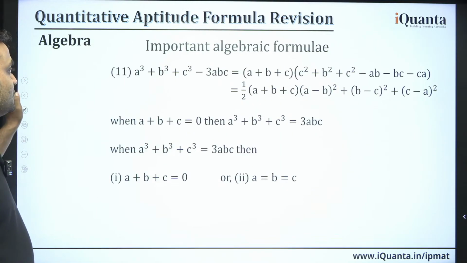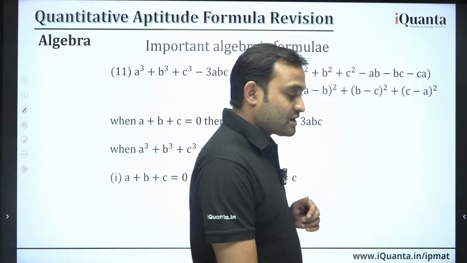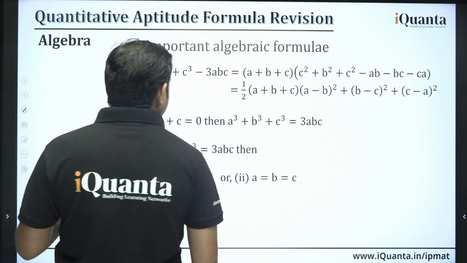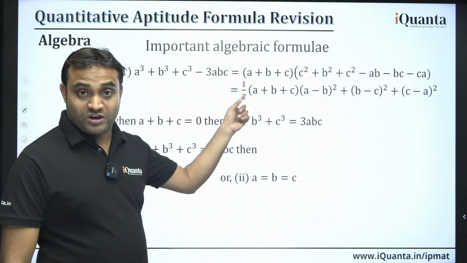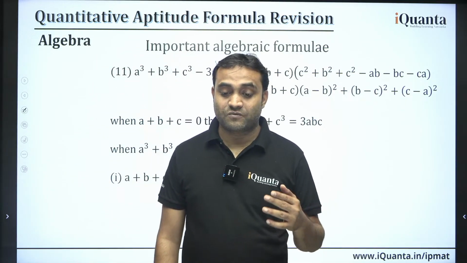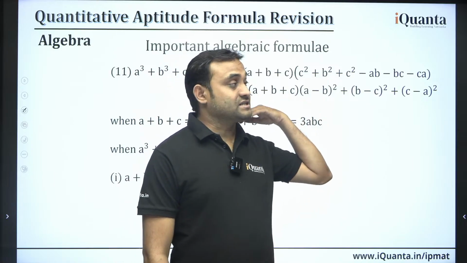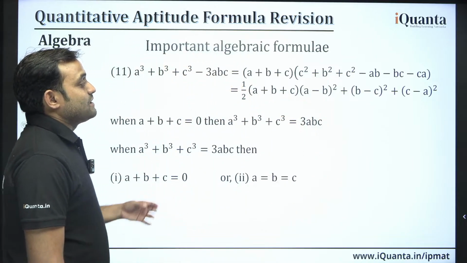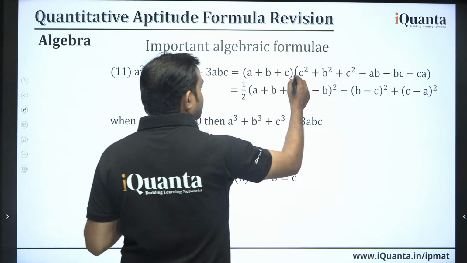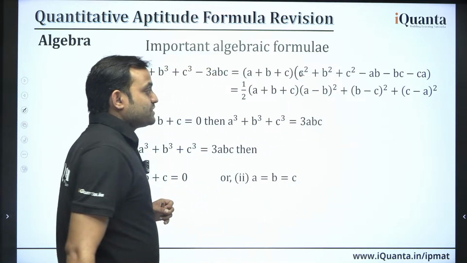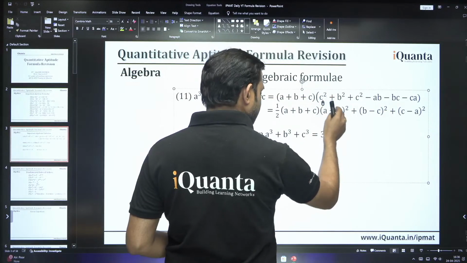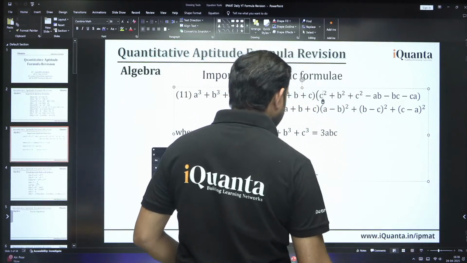Then comes one more important algebraic formula, which is a^3 + b^3 + c^3 - 3abc, which is equal to, now this is important, focus on this, because if questions are there on the basis of algebraic identities, then this is most probably there. (a+b+c) into, this should be a^2, right? This should be a^2 + b^2. Let me make the correction here as well. This should be a^2.